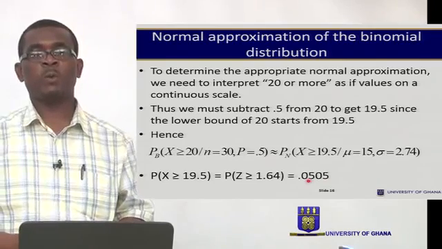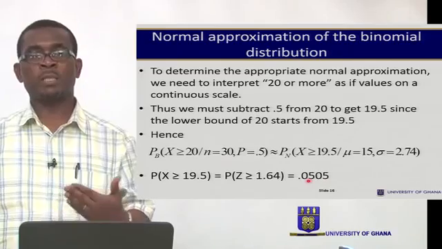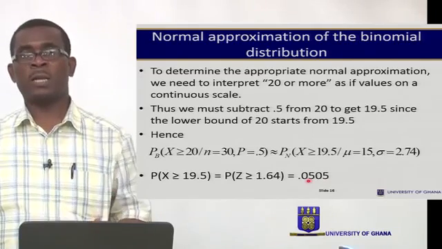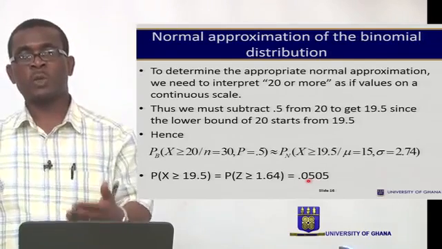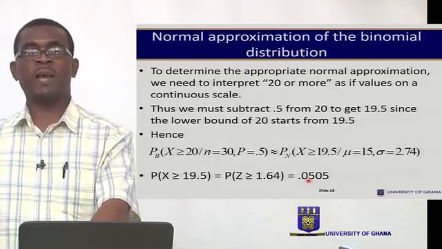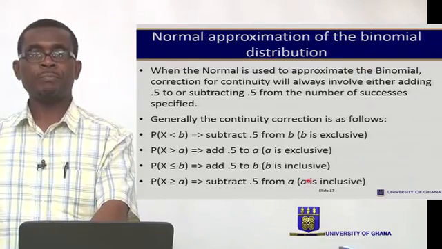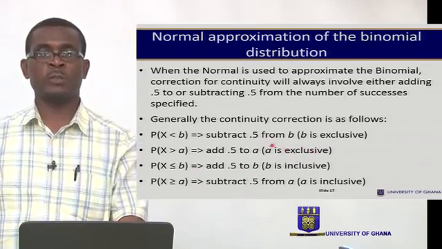The first one was 0.049, which is the same as 0.05. And this is also 0.05. So it approximates fairly well. So in general, this is how you do your correction for continuity.